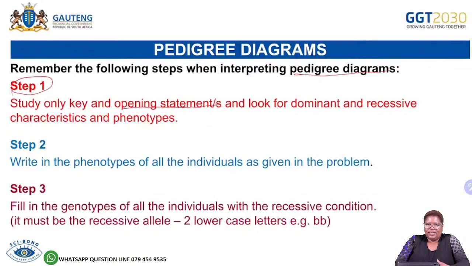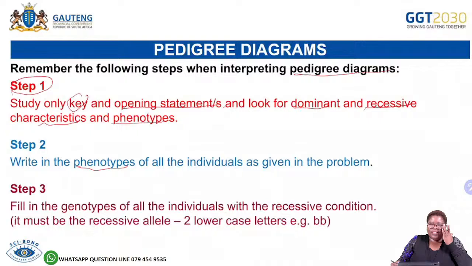Remember, you are given a statement. This male, they will give you the characteristic, whether it's affected or not affected. Crosses with female, they will be explaining the characteristic there also. So it's important to write the phenotype of the male and the female given in that question. So you study the key that is given and the opening statements, then look for dominant and recessive characteristics and also the phenotypes.